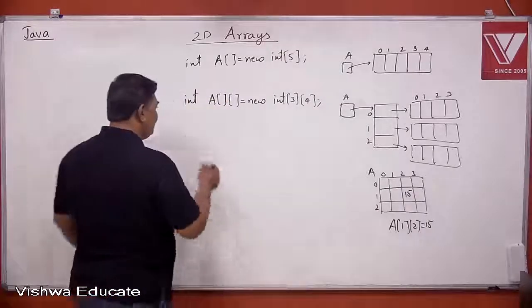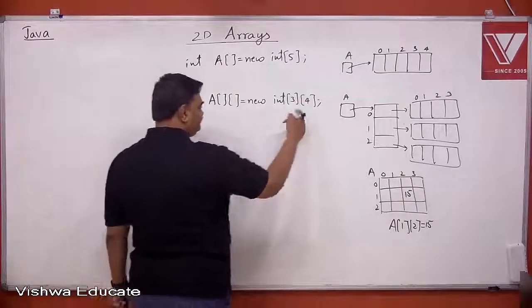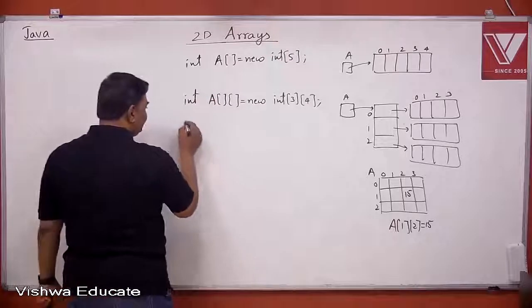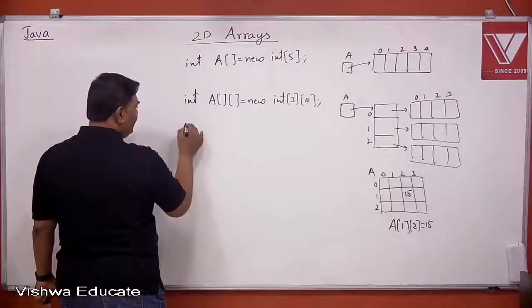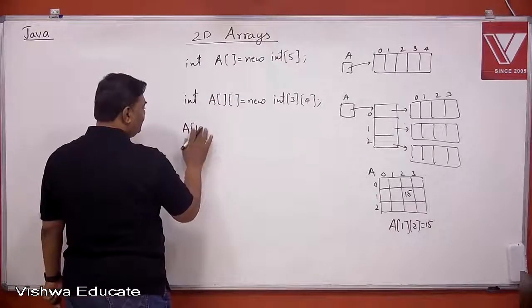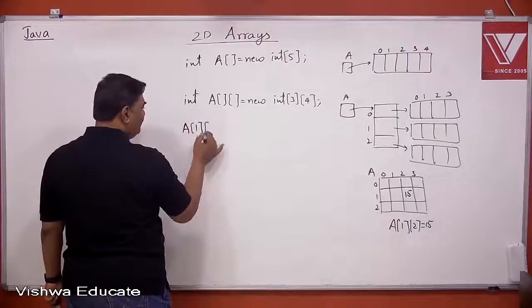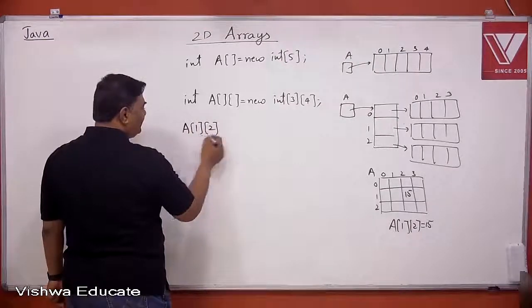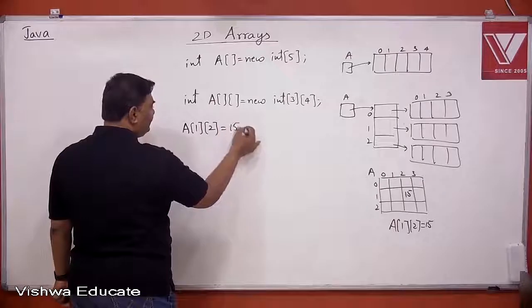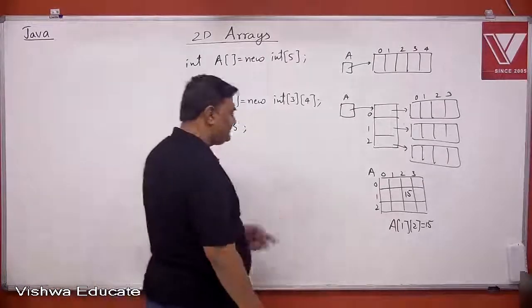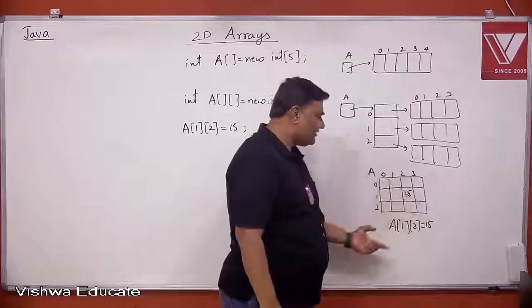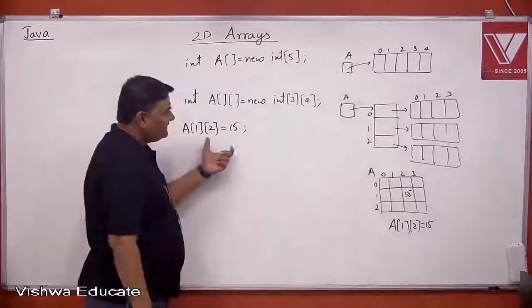Now in this array I can say a[1][2] assign 15, though we say comma, we don't write it. So 15 will be stored in that location. See, this is 3 rows and 4 columns, so you can access any location in this one.